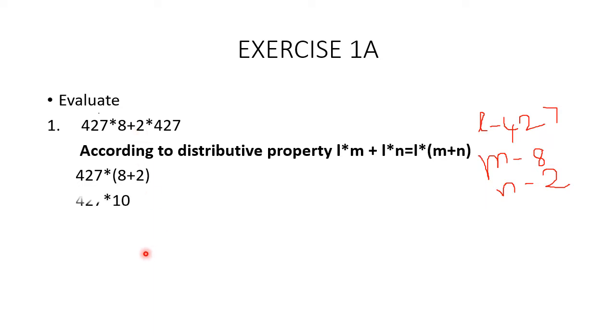The next point is 427 into 8 plus 2 is 10. Next step, we have multiplied 427 into 10. So we got 4,270, which is the answer.